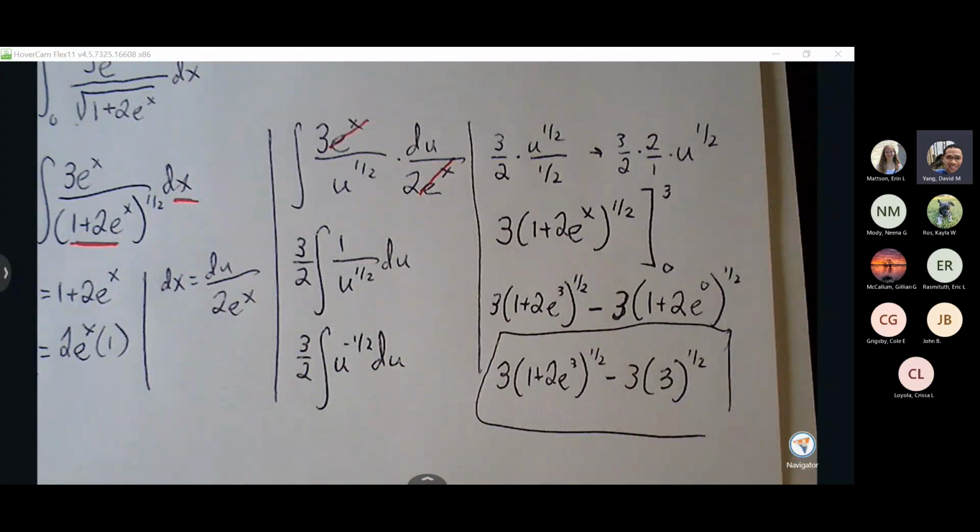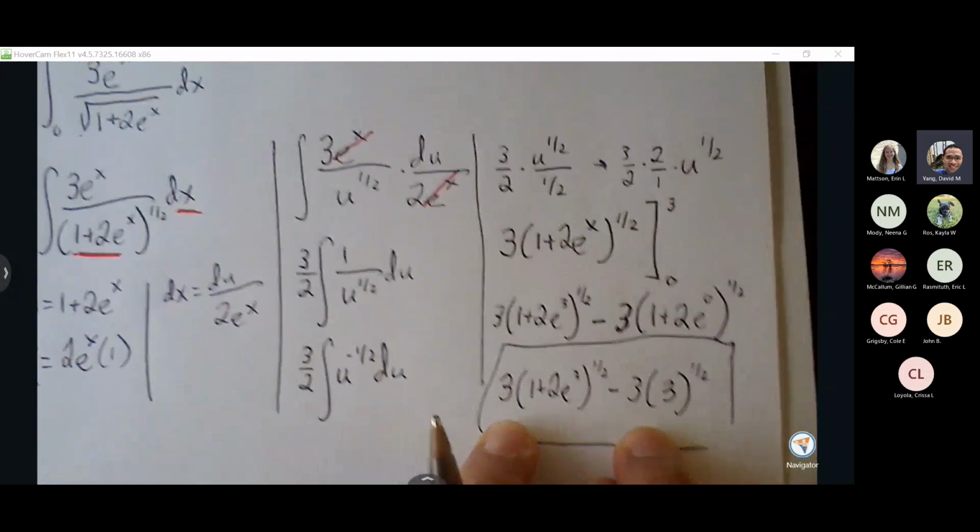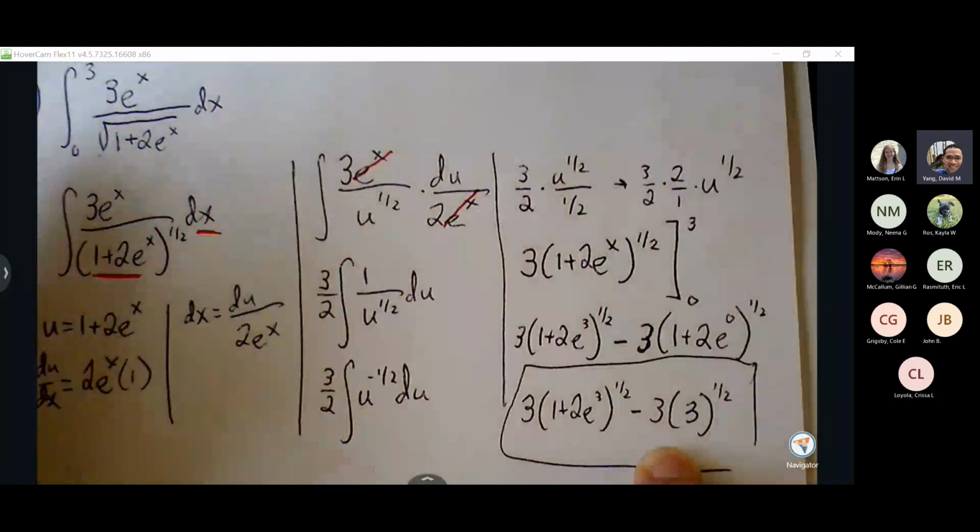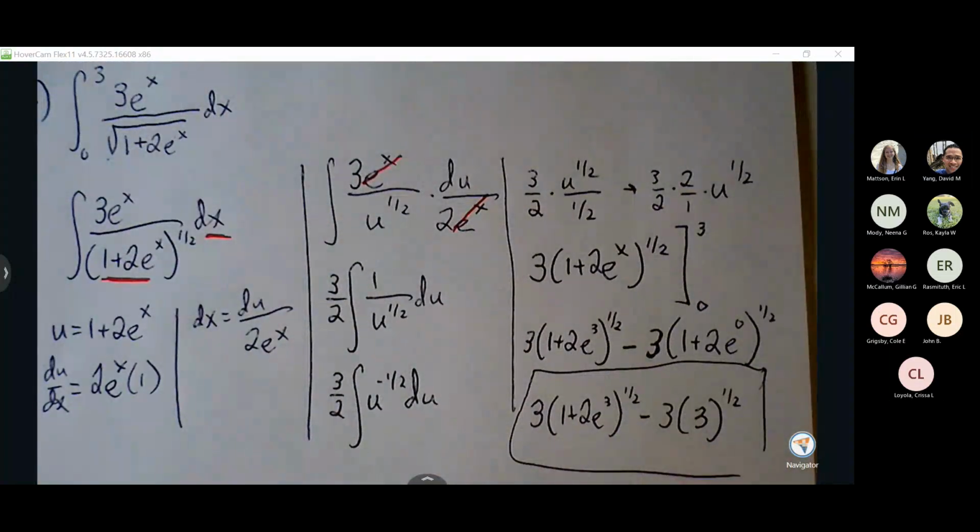Not much more we can do, but that's just a number. Okay, this is a numeric value, represents the area under this graph. Okay, next page. Sorry, can you go over the bounds one more time?